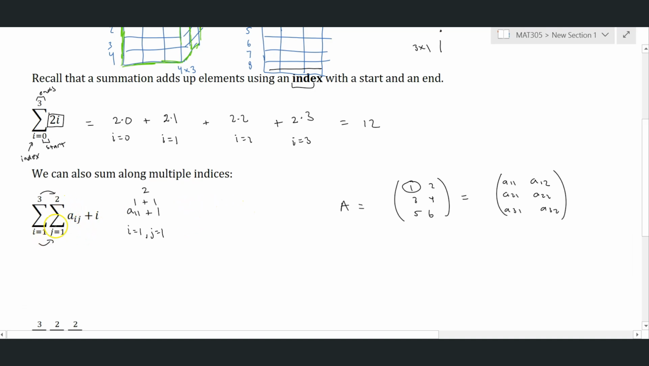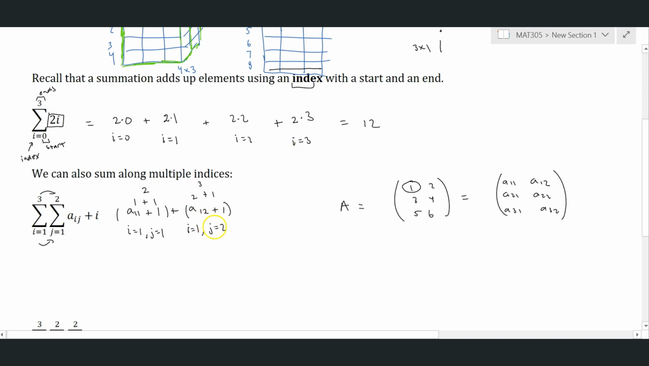Now, how do we deal with the next value? Well, there's at least a couple of ways to do it, but the normal way to do it is to keep the outer index the same and increment through all of the inner indices. This is the inner index right here. So what I'm going to do now is stick with I equals 1 because there is another value of j, which is j equals 2. So for I equals 1, j equals 2, we'll have, because remember we're adding terms together, A12 plus I, which is 1. Now that would mean we take 2 plus 1, which is 3. So we would have 2 plus 3, so far gives us 5.